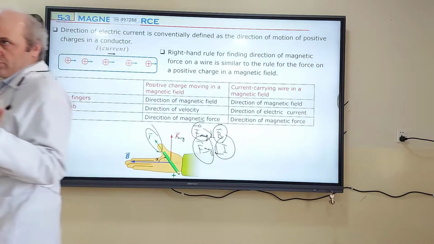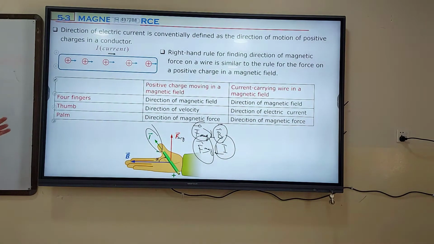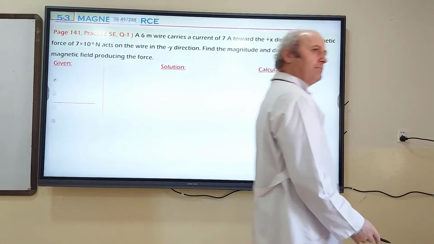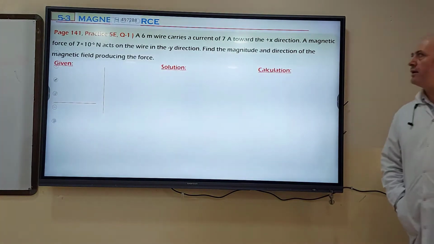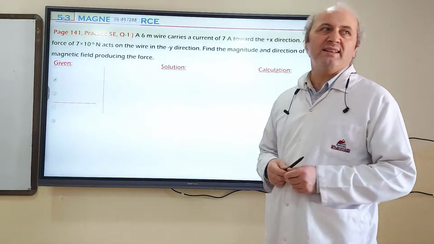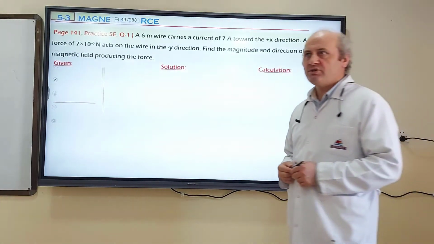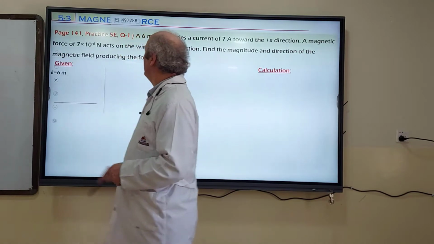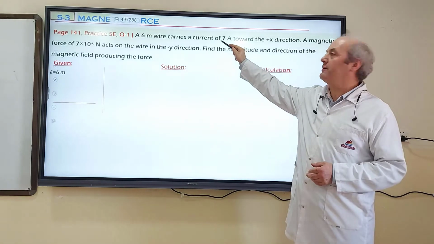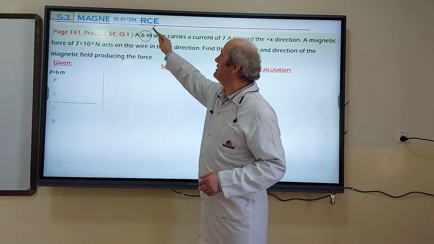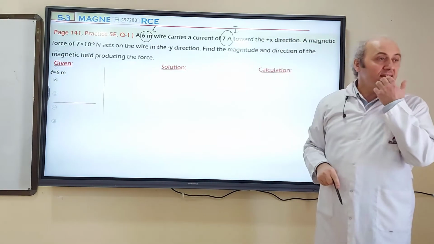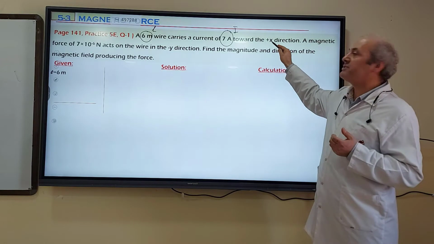Same right-hand rule we are going to use. Now we are going to solve a problem. We will solve a problem. You will see it's not so hard. Now this is the problem. A 6-meter wire. It's the length of the wire, L. L is 6 meters. Carries a current of 7 ampere. So this is the length. This is the electric current, I. This electric current is towards the positive X direction.